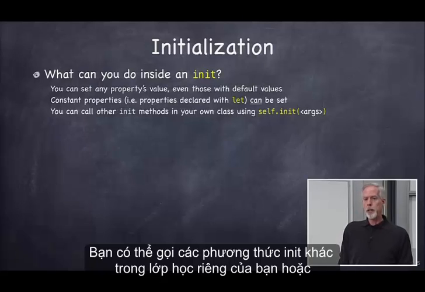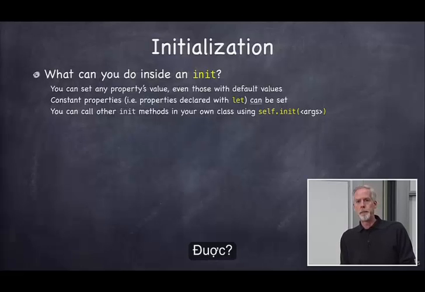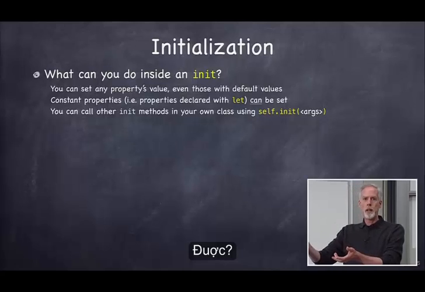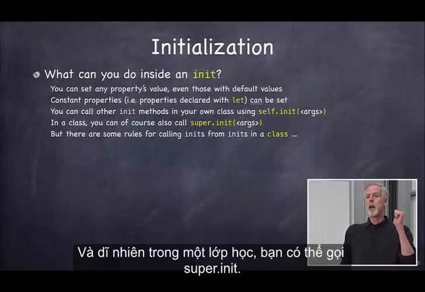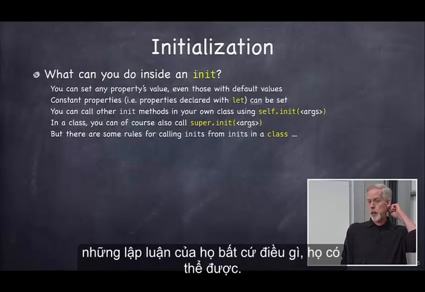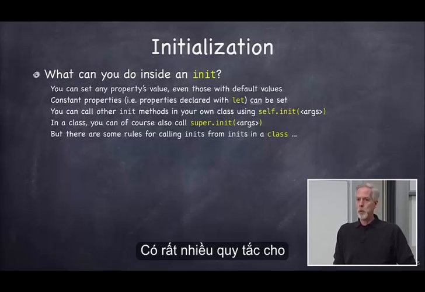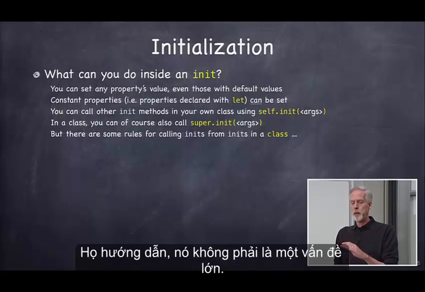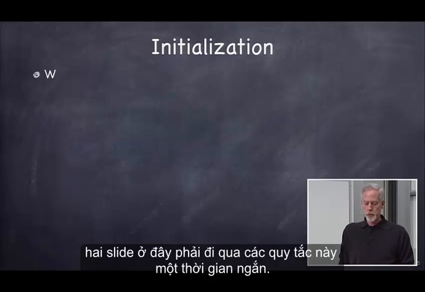You can call other init methods in your own class or struct using self.init. You can call the other ones with different arguments. So that sounds good. And of course, in a class, you can call super.init, calling your superclass's initializers with their arguments, whatever they might be. However, big old humongous however on this one, there are a lot of rules for calling other inits, especially in classes. In structs, it's not a big deal, but in classes there's a lot of rules, and we're going to take two slides here to go through these rules briefly.